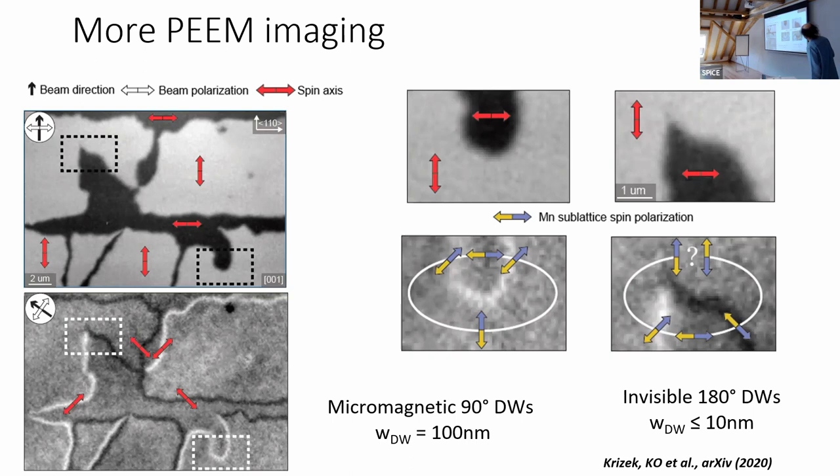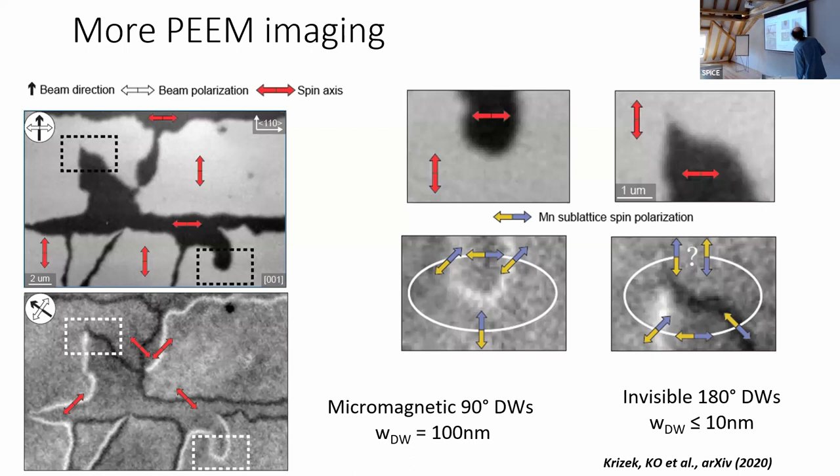Then on this white domain wall, it rotates again counterclockwise to down, and we end up inside the same domain here in a nice white region where there should be no magnetic features. We end up with a spin in opposite direction. So this is telling us that something must happen inside of the domain, which is invisible for PIM, and we call it invisible domain walls.